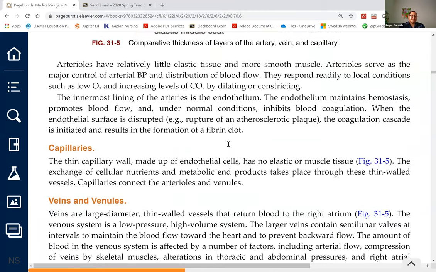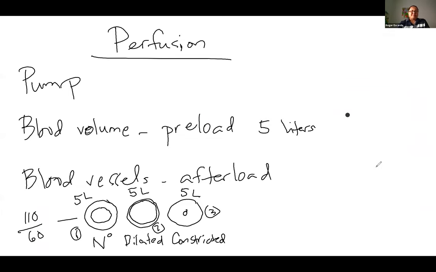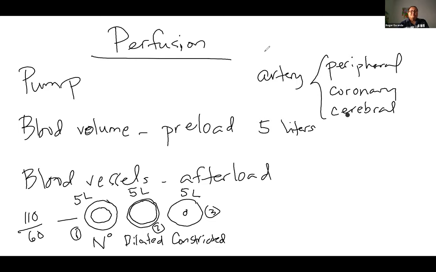But the problem really will be the same. Therefore, when we talk about afterload increasing, which is what happens in vessel number 3, if that plaque or that increased afterload happens to a peripheral artery, or that plaque forms on a coronary artery, or it occurs on a cerebral artery. In the case of a peripheral artery, this is now chapter 37, which we call peripheral artery disease. You have increased plaque deposits, which is atherosclerosis, causing pain when you walk.